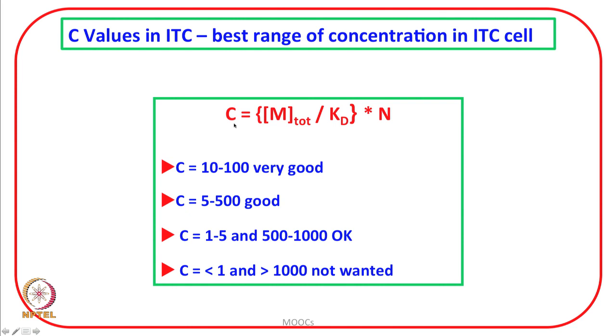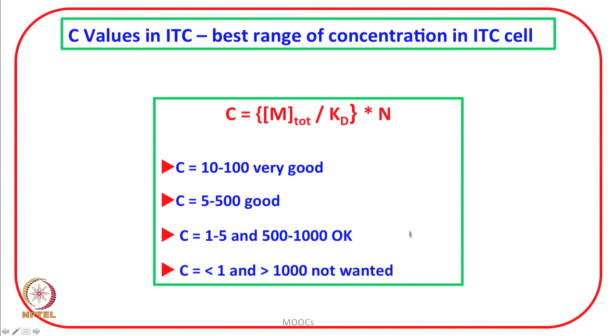And let us try to appreciate from this equation that increasing the value of C means we will have to increase the concentration of the protein. And also, as I mentioned earlier, many times we may not be able to afford a large amount of protein. Now, this range of C values for optimizing the isothermal titration calorimetric profile is based upon a large number of experiments.